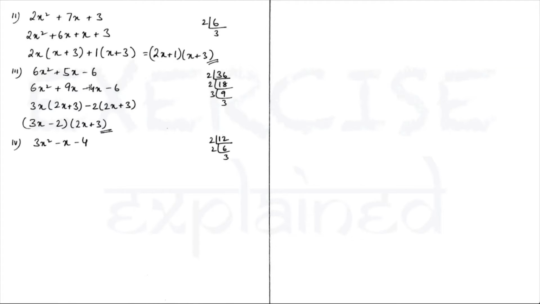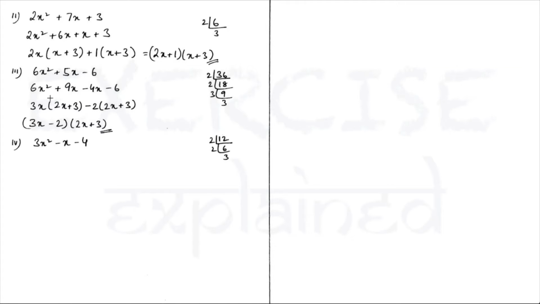Now 9 into 4 is 36, and plus into minus is minus. See, here also we had minus, here we had plus. So we had to get minus 36. So we are getting it here, and plus 9 minus 4 is 5. So we get 5 also. So it satisfies the splitting of the middle term.